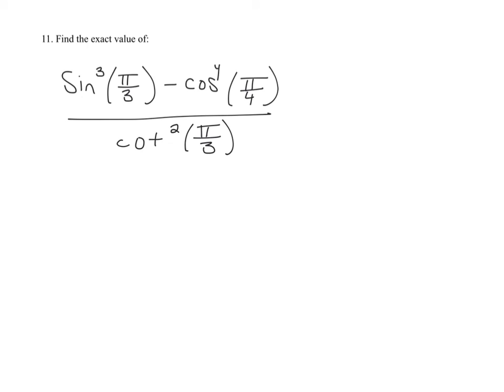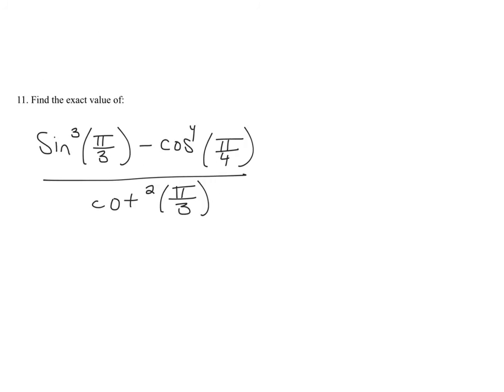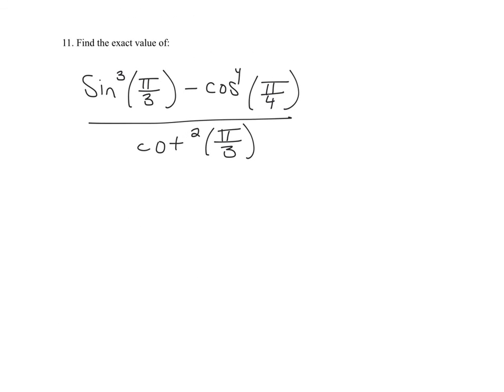Alright, next question. Find the exact value of sine cubed pi over 3 minus cos fourth pi over 4 over cotangent pi over 3. Now you do have to know the exact values, so either memorize that 0.866 is radical 3 over 2, and that 0.707 is radical 2 over 2. And then I think radical 3 is about 1.7, or you can memorize that chart that I showed you guys, because you do want the exact value.